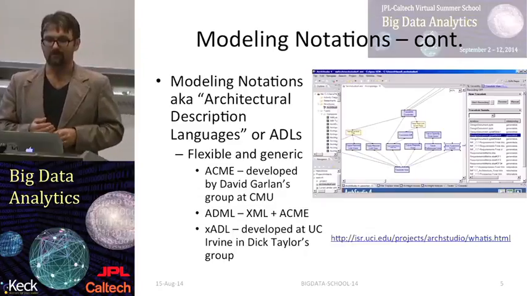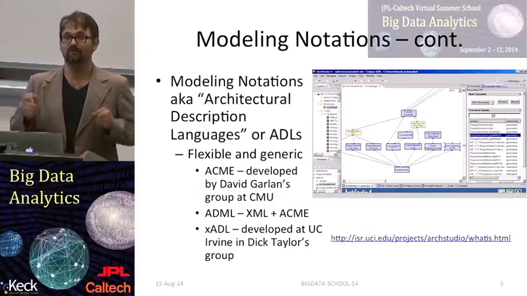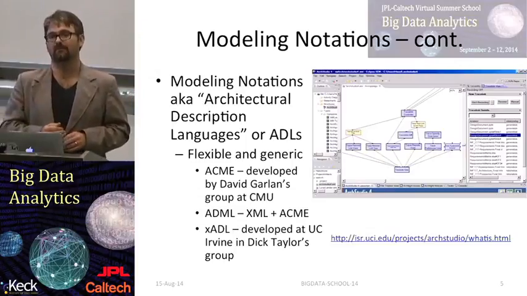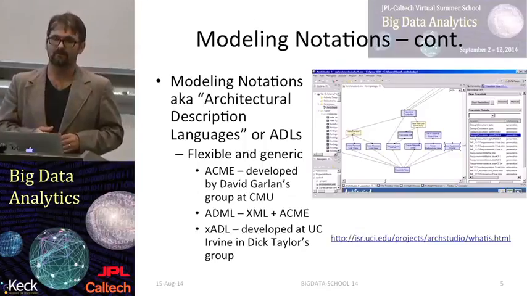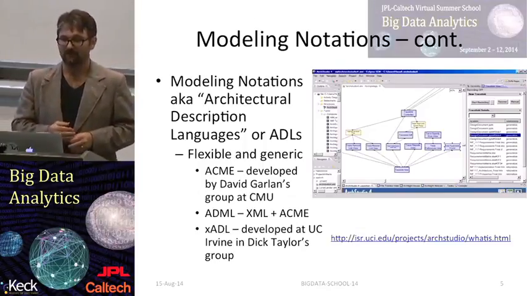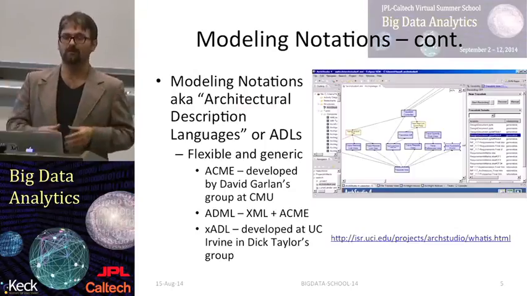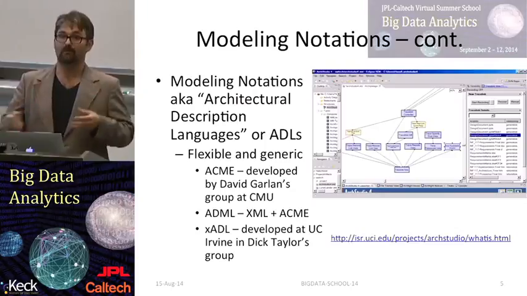All the way to the kind of common modern predecessor, and even today still used, extensible architecture description languages. And there are three main examples of that. Acme, which came out of David Garlan and Mary Shaw's group, supported components, component types, connectors, connector types, and arbitrary properties about those components and connector types.